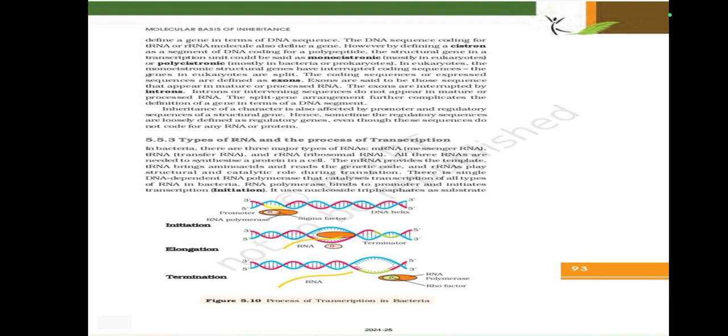Now, the genes in eukaryotes are split. The coding sequences or expressed sequences are defined as exons. Exons are those sequences that appear in mature or processed RNA. The exons are interrupted by introns. Introns or intervening sequences do not appear in mature or processed RNA. The split gene arrangement further complicates the definition of a gene in terms of a DNA segment.